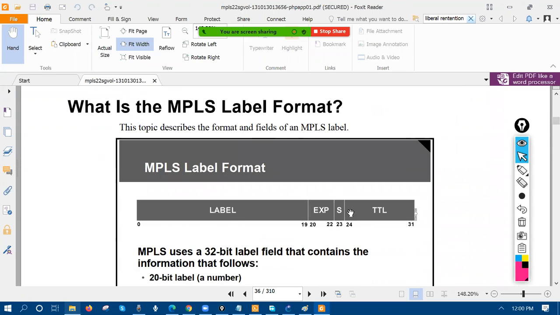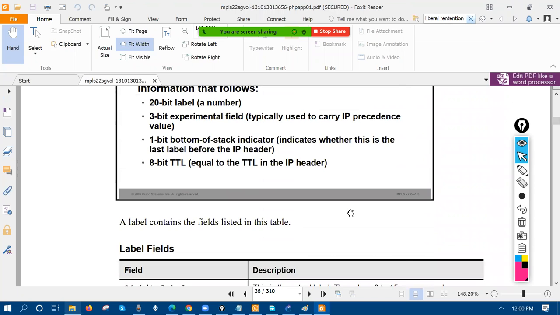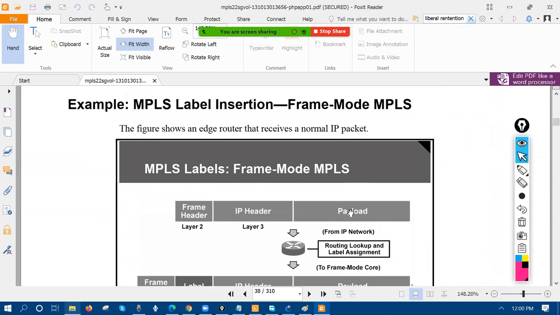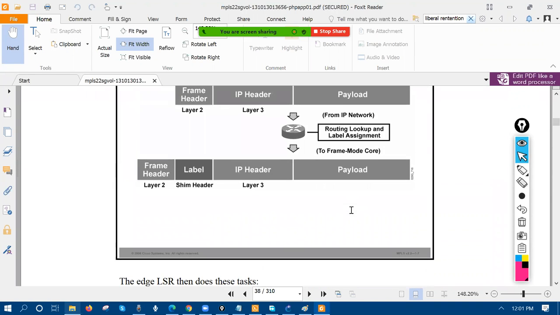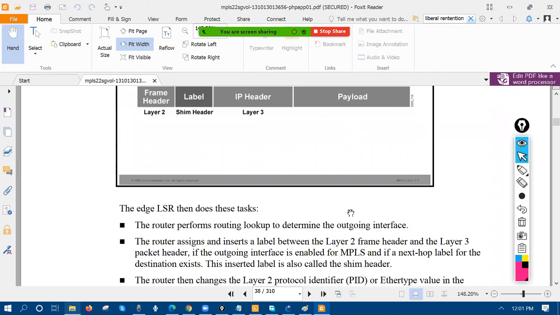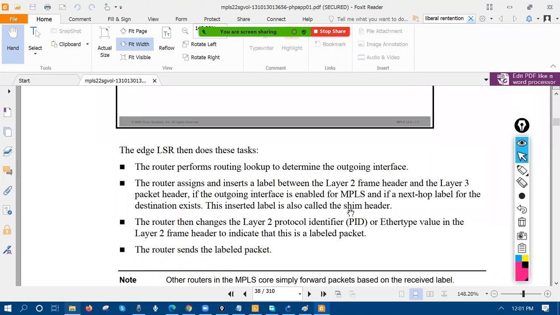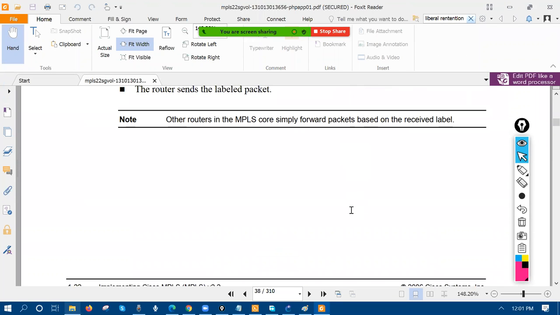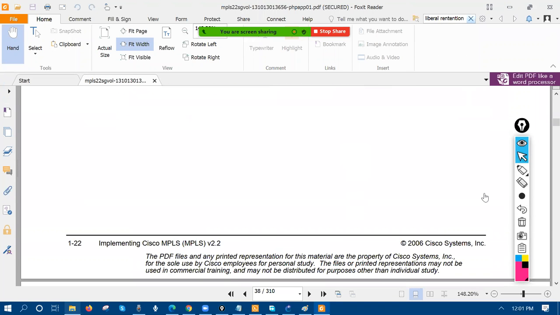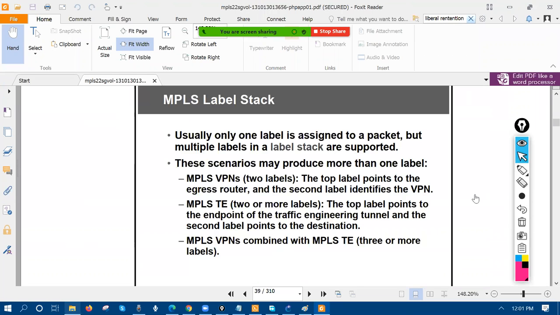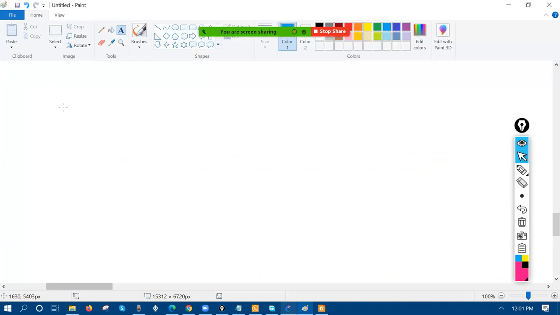The label stack I'm going to explain in MPLS VPN, not now, because if I explain it right now, we have a single label, so you will understand, but that will not give you the proper experience, right? I'll explain in the VPN part. This is the label stack. Sorry, MPLS Unicast. I'll show you what the meaning of label stack is over there.